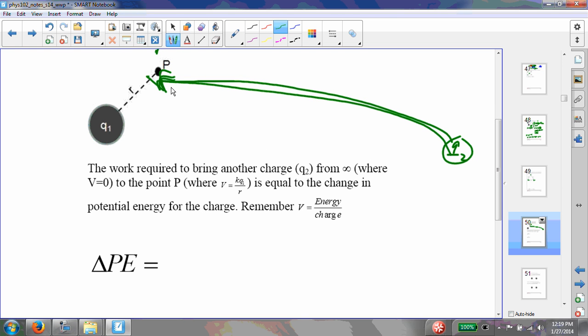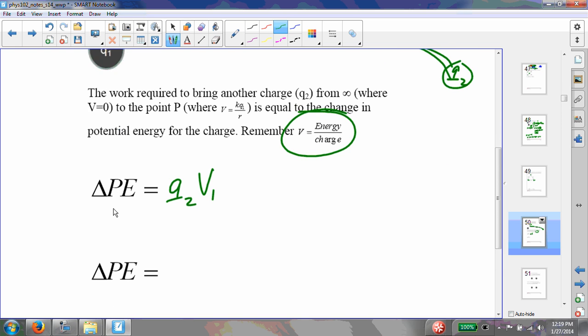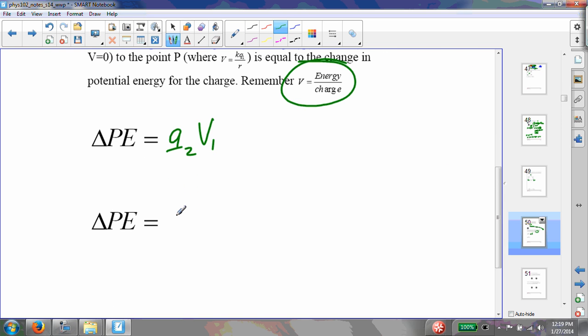All right? So my change in potential energy is going to be equal to Q2 times V1. This goes back to our definition for voltage, that potential is energy over charge. You can see that this is the same expression, just written a little differently, in terms of energy as charge times our voltage. So my potential energy gain is going to be Q2 times V1.